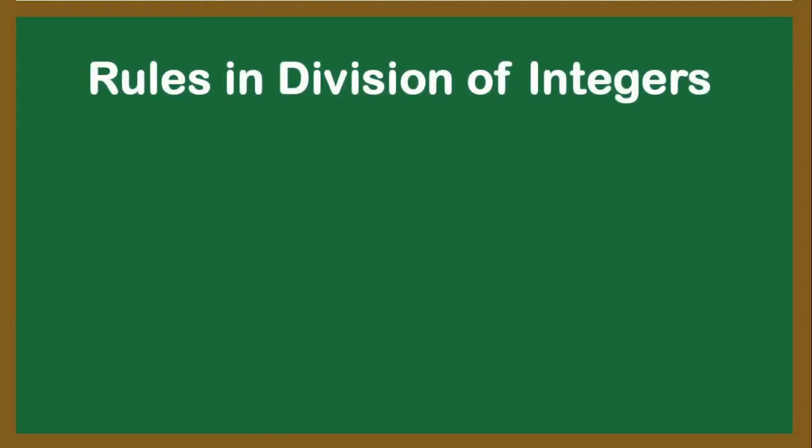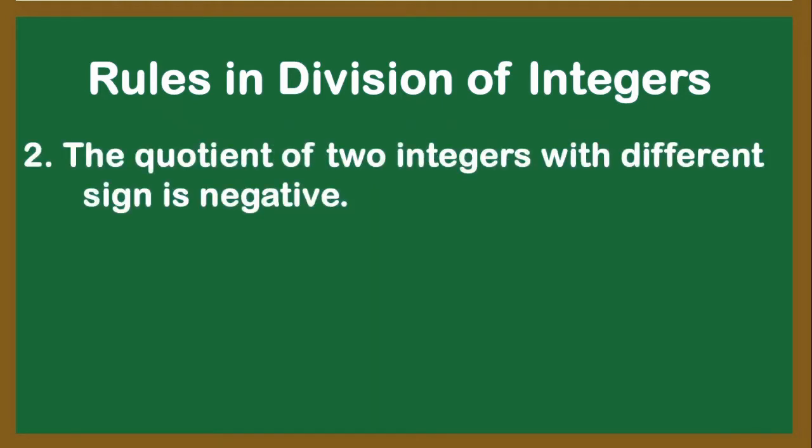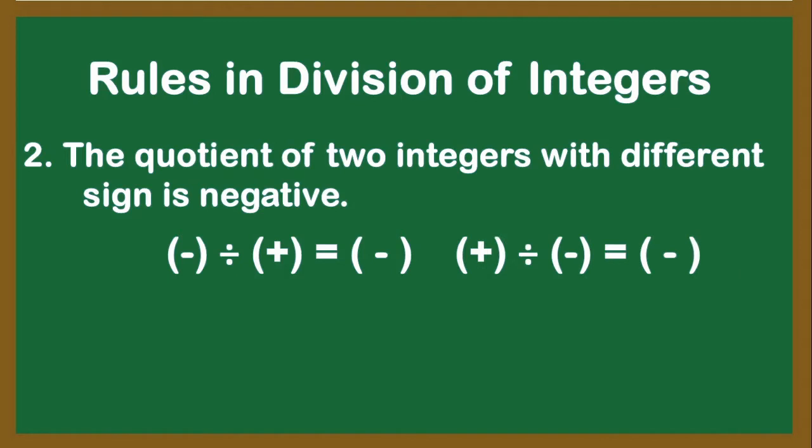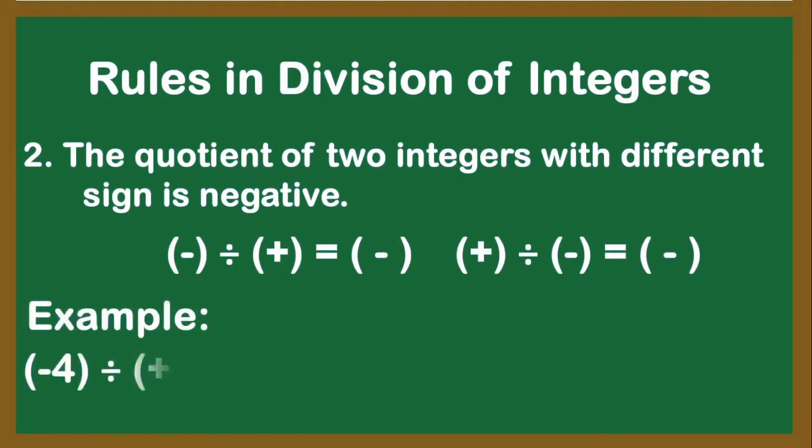Let us have rule number 2 in division of integers. The quotient of two integers with different signs is negative. Let's say a negative integer divided by a positive integer equals a negative integer, or a positive integer divided by a negative integer equals a negative integer. Now let us have examples.